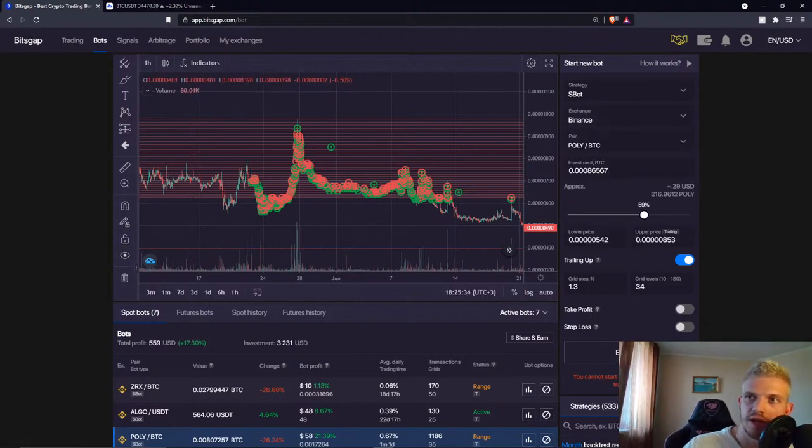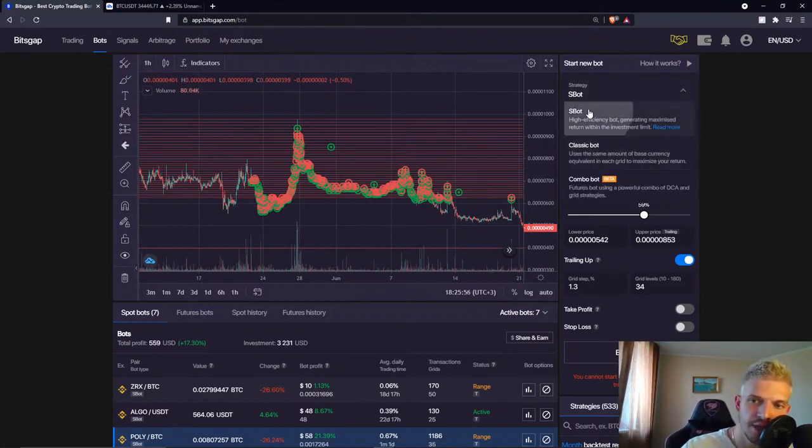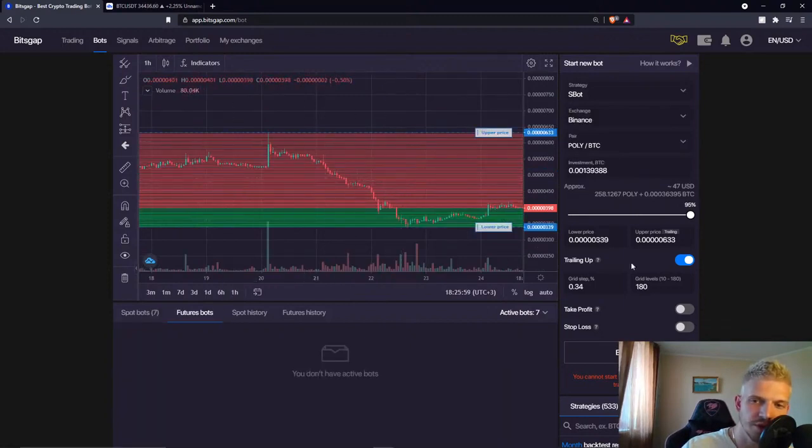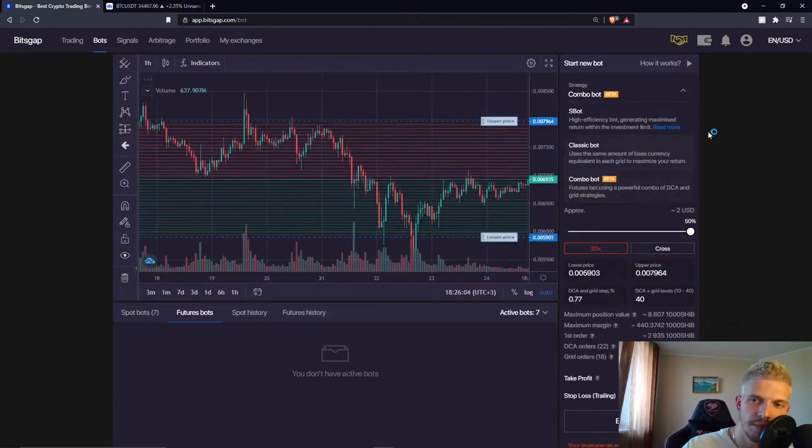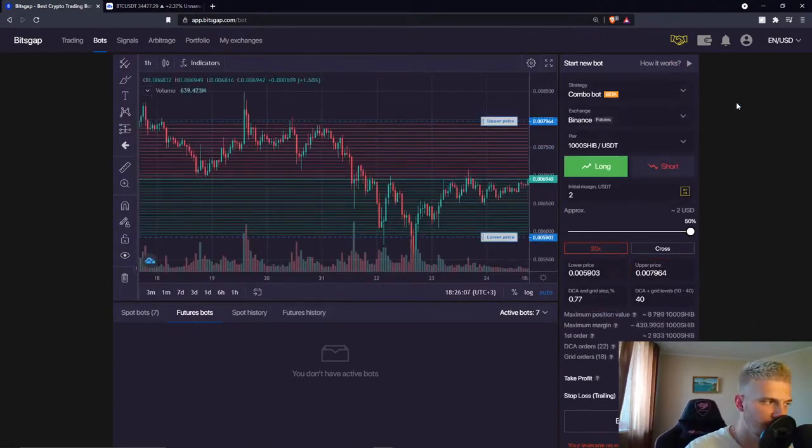Let's see what else we have. Some people have been asking about implementing the ASBot from the spot market into futures market trading. So in the futures market now we have the combo bot, but some have been asking to add the ASBot. The thing about the ASBot on the futures market is that it's a completely different story.